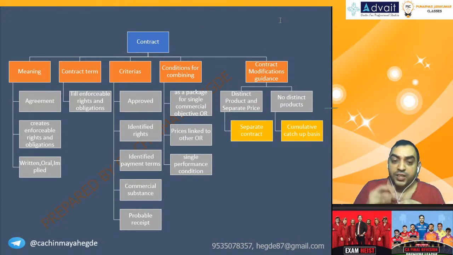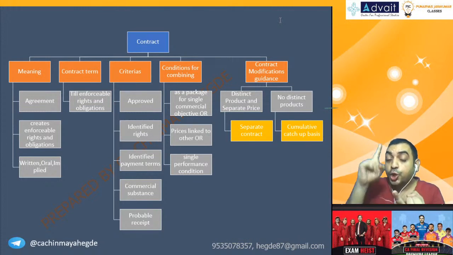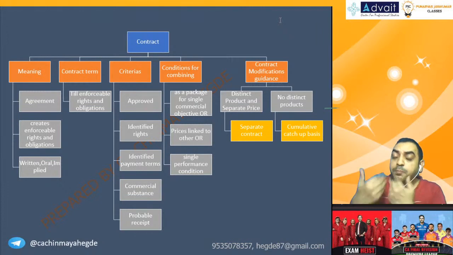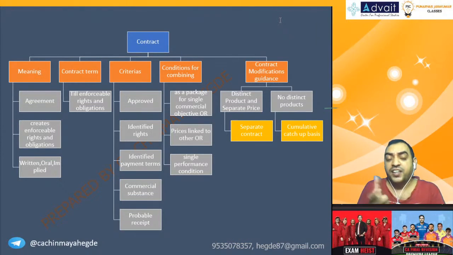Contract modification: if the new product is distinct and the new product has a separate price, both points must be satisfied, new product and standalone selling price. If both are satisfied, keep it aside. If not satisfied, then you account for it on a cumulative catch-up basis. That's what you have learned in AS 7 also. You compute the revenue already recognized versus the revenue to be recognized. The differential is the additional revenue to be recognized.